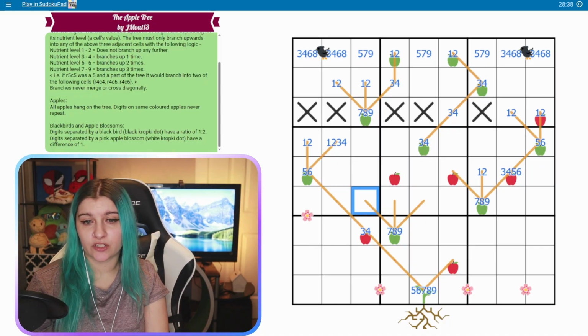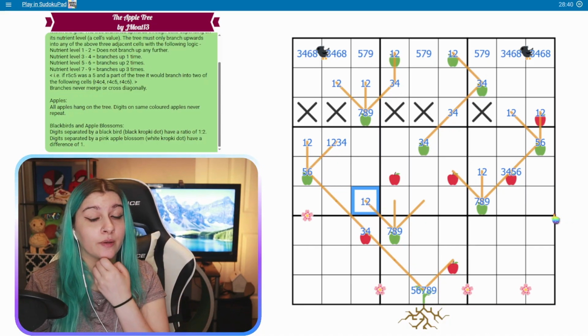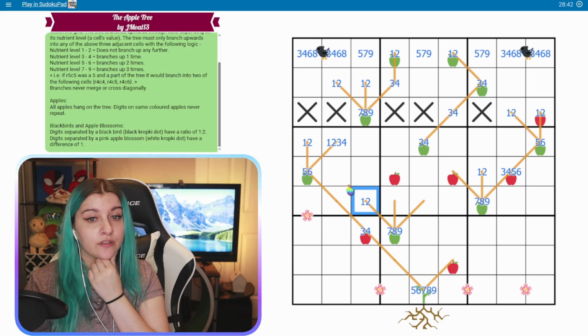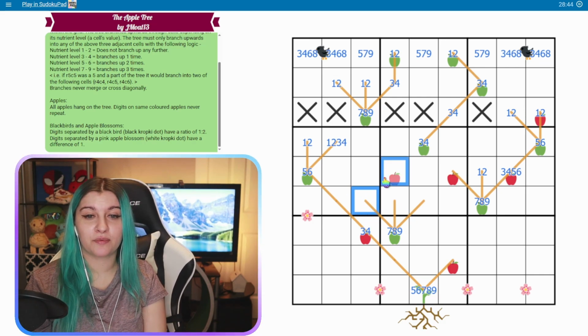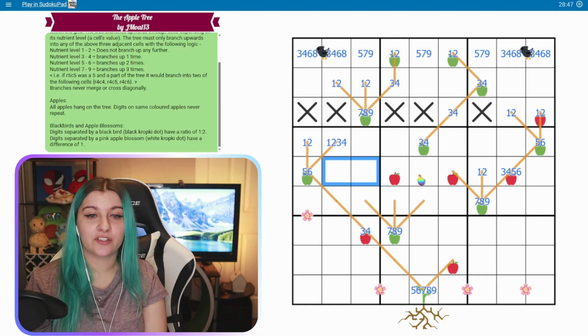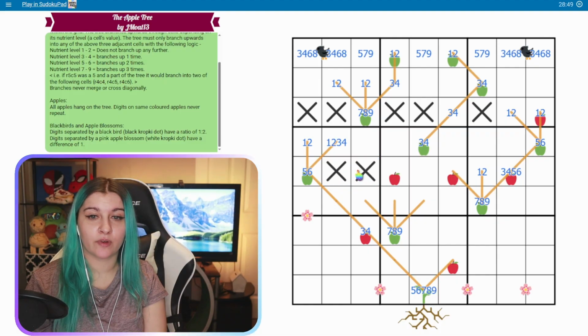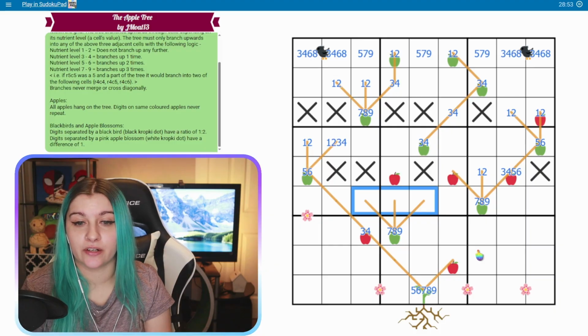I need this branch to stop. This has to be a 1, 2. Okay. If this branch were, no, shoot, it could be a 3, 4. It could go up to here. Let's mark this off. I do not want any more branches. I know that. So let's look at options for here, okay?